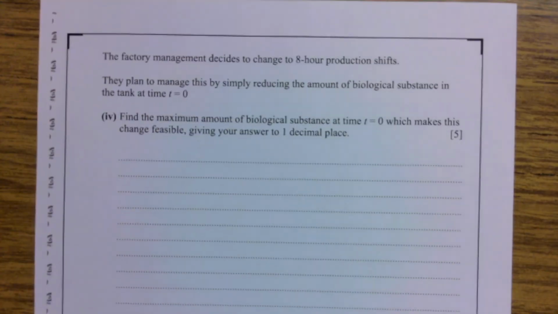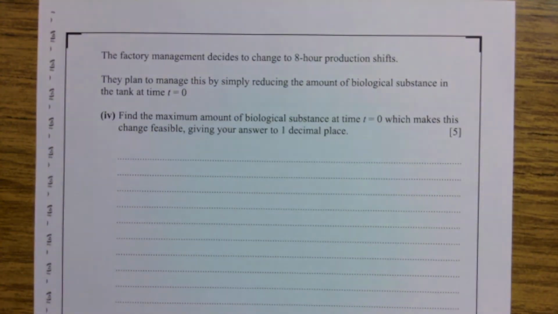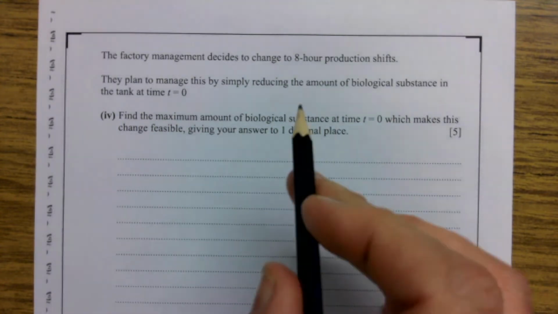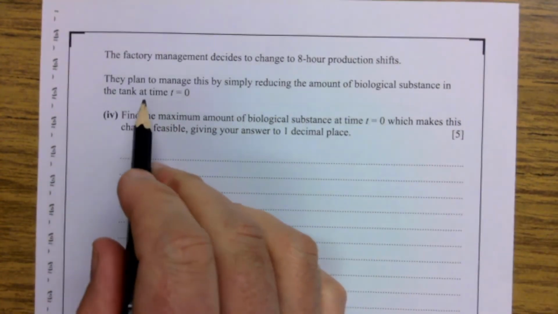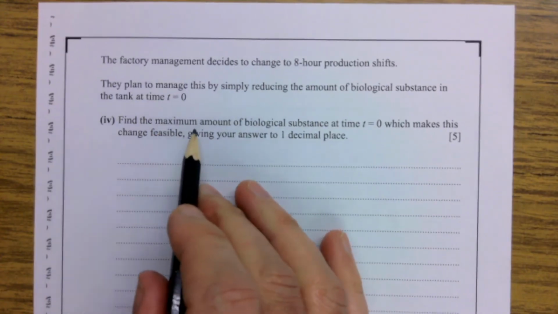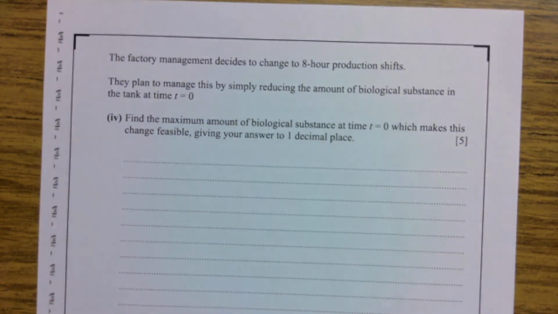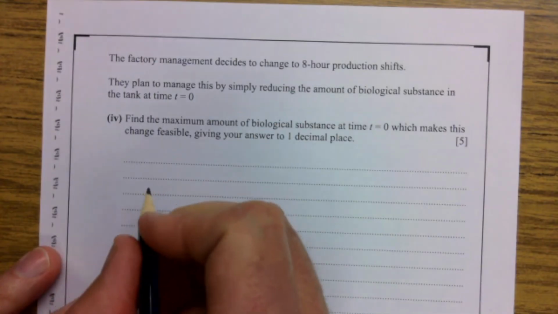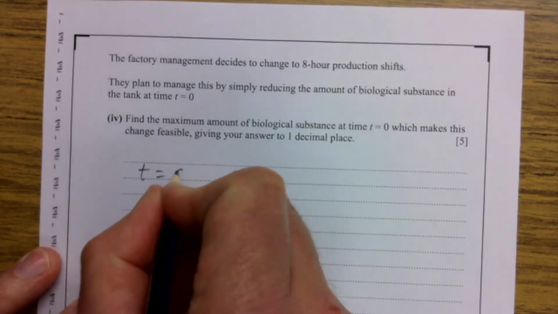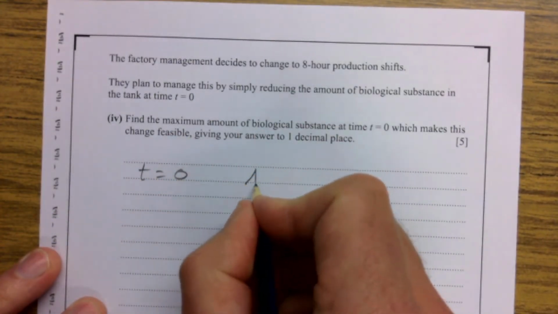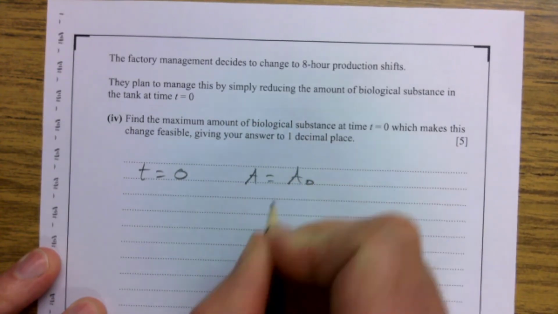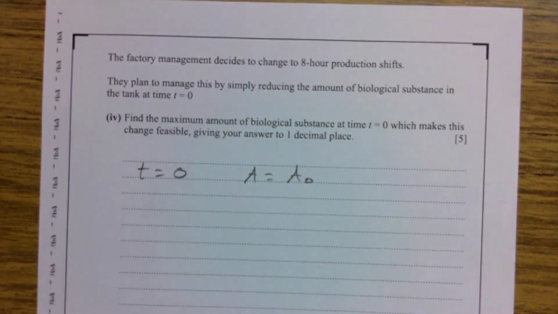Final bit then, the factory management decides to change to 8-hour production shifts. They plan to manage this by simply reducing the amount of biological substance in the tank at time t equals 0. Find the maximum amount of biological substance at time t equals 0, which makes this change feasible, giving your answer to 1 decimal place. So we're trying to find A whenever time is 0, and the way we've set it up here, A0, and that's the amount to be found.